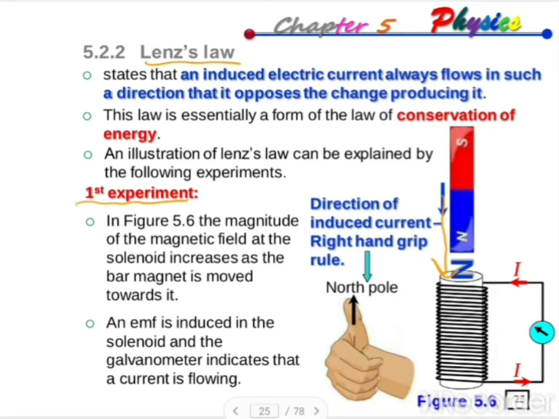To determine the direction of the current through the galvanometer, which corresponds to a deflection in a particular sense, the current through the solenoid is in the direction that makes the upper end of the solenoid become a north pole. This is to oppose the increase of the magnetic field from the bar magnet. By using the right hand grip rule, when your thumb points upward in the direction of the north pole, we can indicate the direction of current by the grip of your hand.